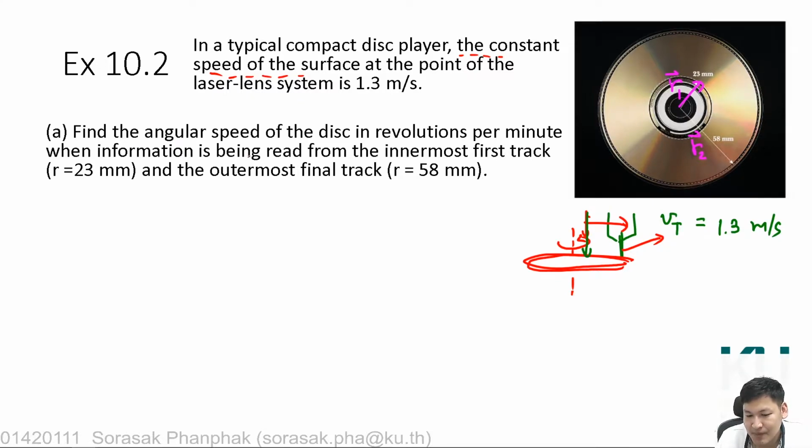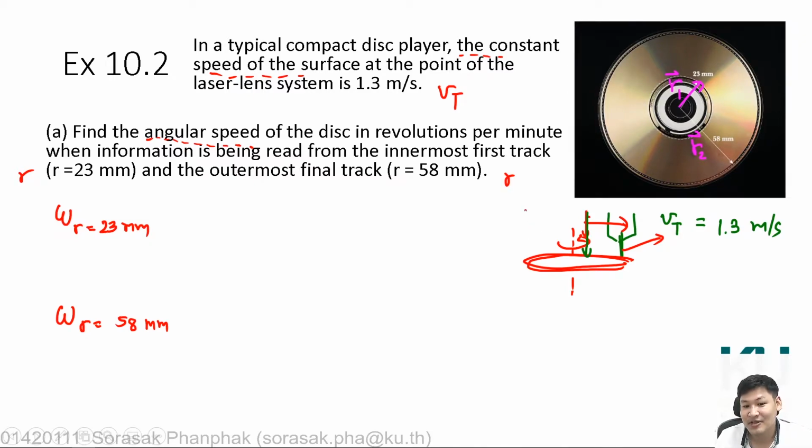And you would like to determine the angular speed at different positions. So how about the omega at R equal to 23 millimeters? And how about omega at R equal to 58 millimeters? How can you find the relations to get the omegas from the tangential velocity and the different radii?